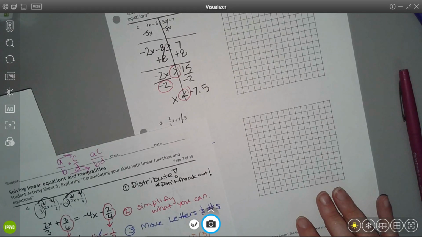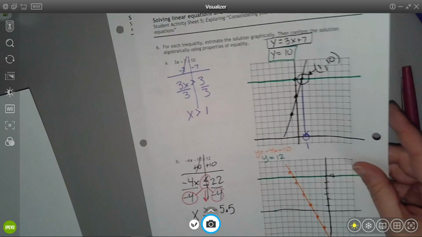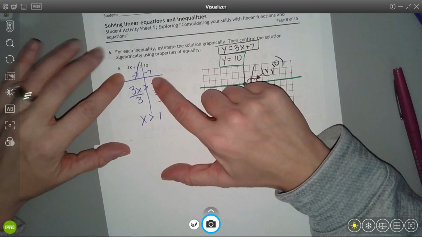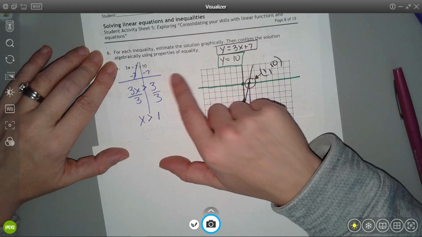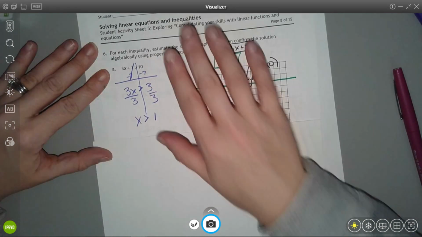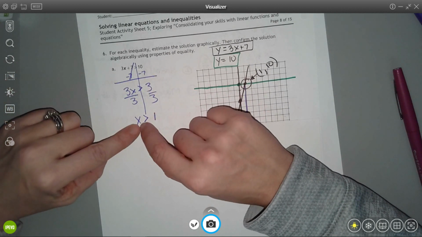And then lastly, let's take a look at number 6. Number 6 here, these are the same exact ideas, except these are inequalities. Don't worry about the graphing. You can look at it to see what I did, but I'm not going to explain it. Solve this like normal. And we get that x is greater than 1.